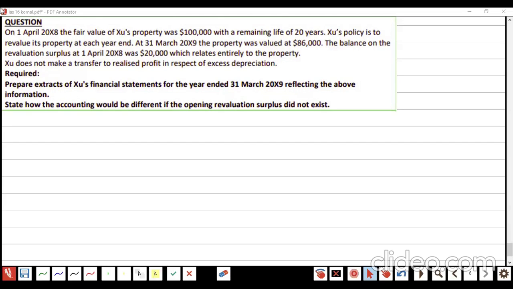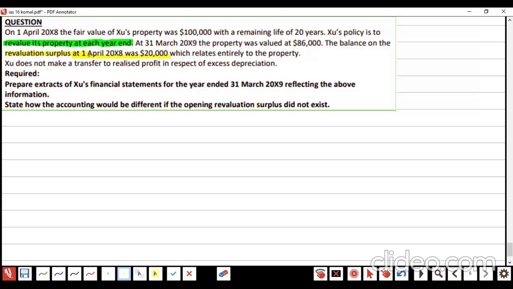If revaluation is at the end of the year, we will do depreciation first and then work for the revaluation. In this case, the valuation is 86,000. And for the revaluation account, there is an opening balance, a surplus already available in the revaluation reserve. Any doubts?